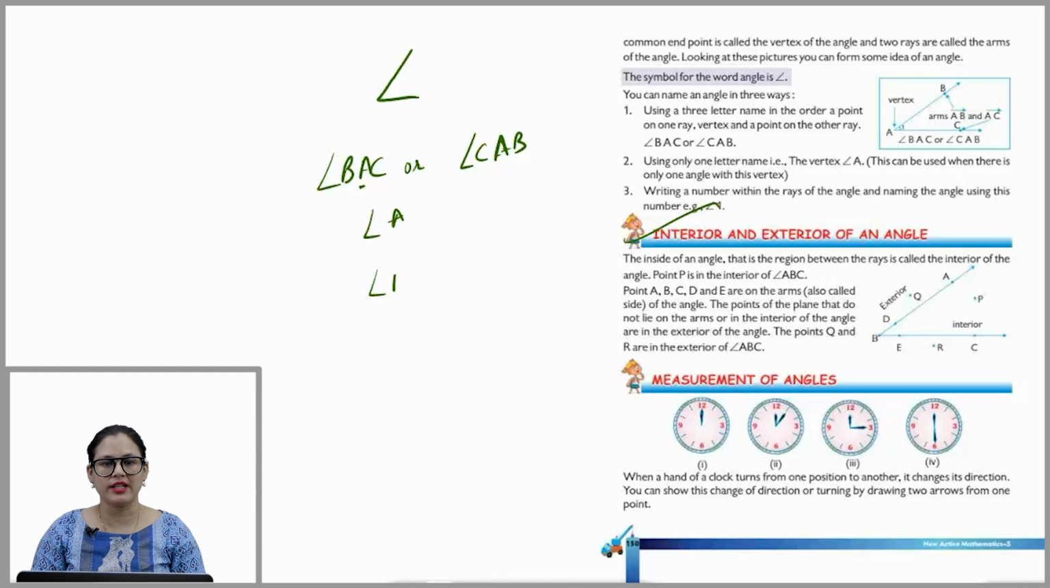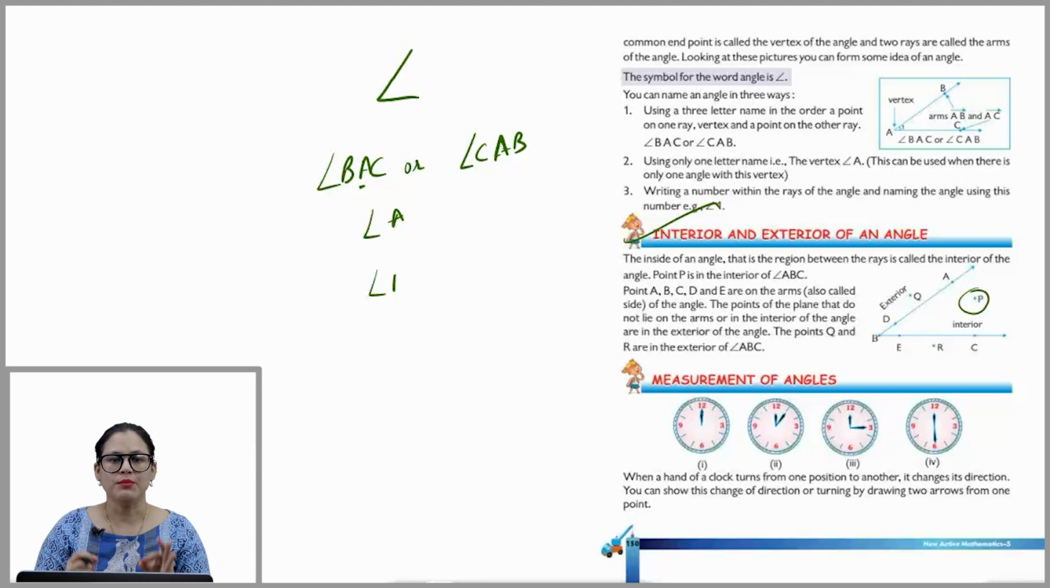Now, interior and exterior of an angle. The inside of an angle, that is the region between the rays, is called the interior of the angle. Point P is in the interior of angle C. This is angle ABC and point P is inside the angle.